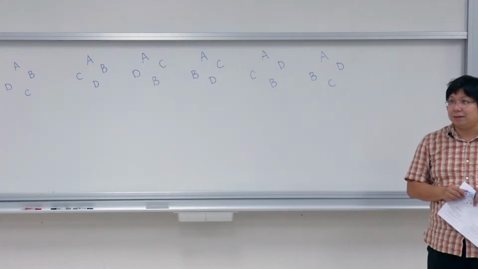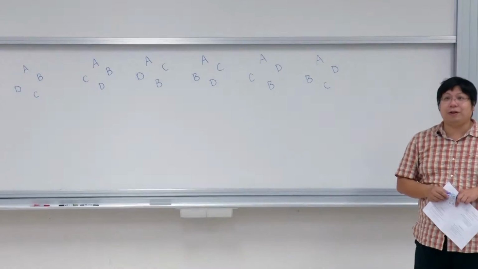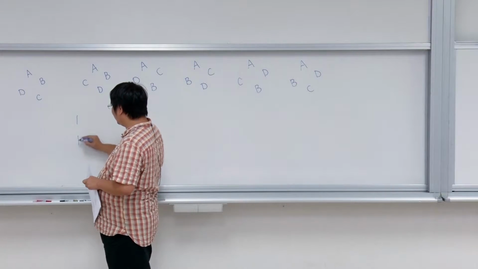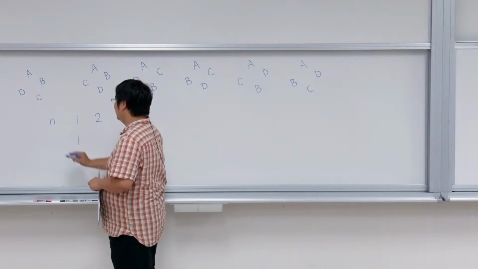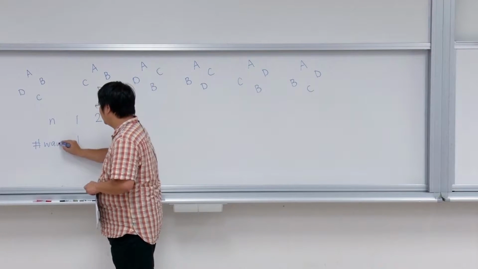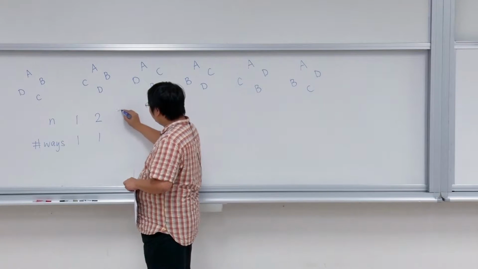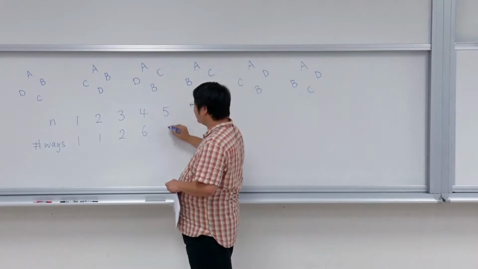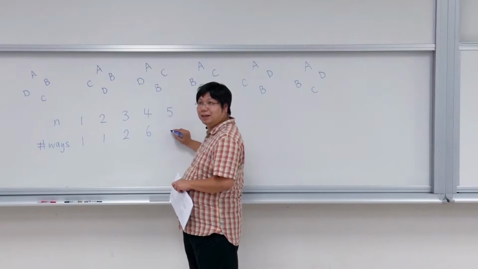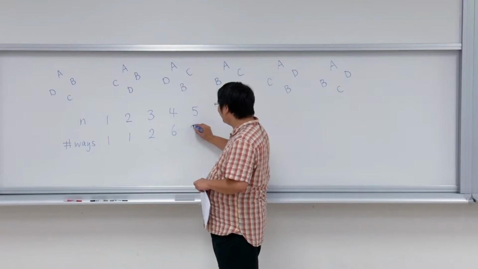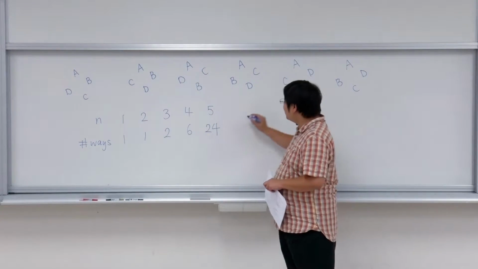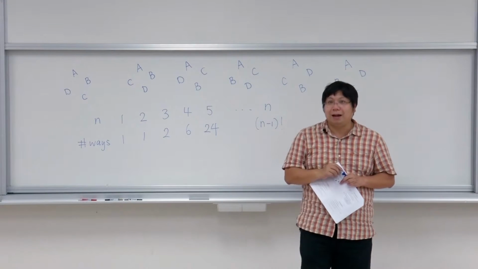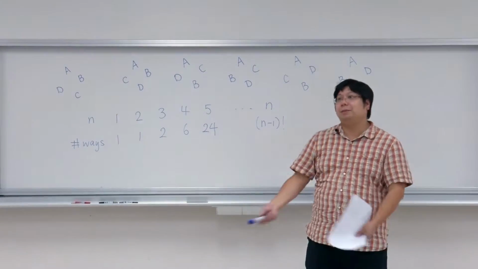So 6 is what? 3 factorial, right? So 1 person, you get 1. 2 persons, you get 1. 3 persons, you get 2. 4 persons, you get 6, right? 5 persons, what do you think you should get? It's 24. In general, for n, we should get n minus 1 factorial. Now I tell you that this is correct, but then we need to find an explanation for why this is true.